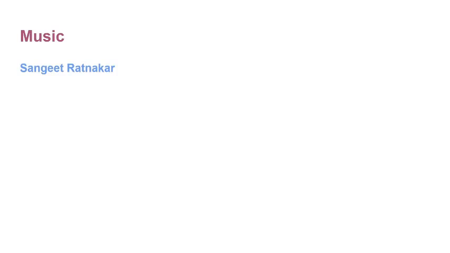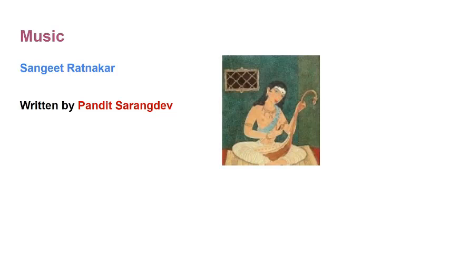The next one is Sangeet Ratnakar. The writer of this text was Pandit Sarangdev. He lived in Daulatabad, so he was familiar with South and North Indian music. In the previous video, we have seen that there are 2 types of classical music, North Indian classical music and South Indian classical music. But Sarangdev lived in Devgiri, which is located in Maharashtra, so he was familiar with both music. Then Pandit Vishnu Narayan Bhatkhande considers Sangeet Ratnakar as the most authentic book on music.